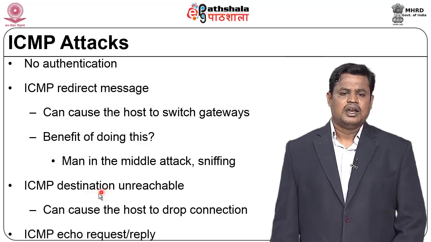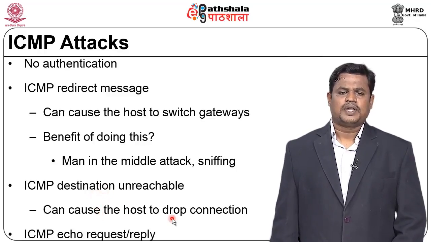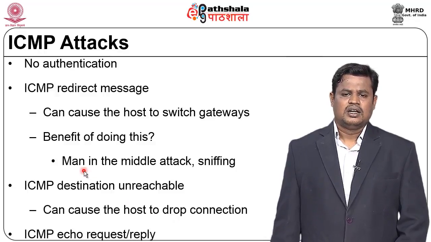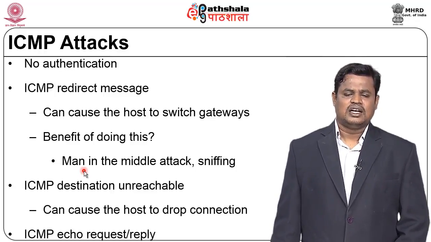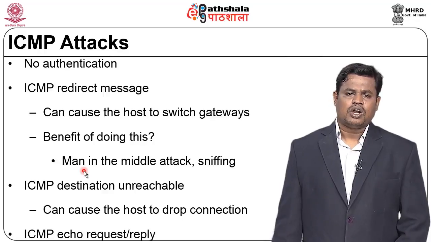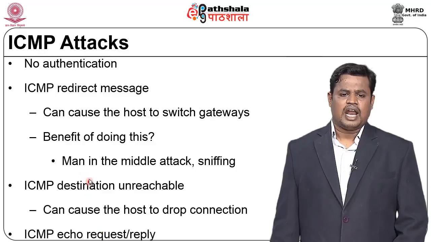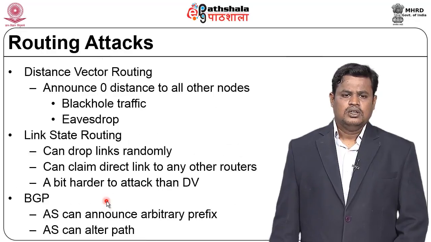Also, an ICMP destination unreachable message causes the host to drop the connection. Even though the destination is present in my network, I simply reply that the destination is unreachable, and automatically every machine will start to drop the packets. So these are the things; even ICMP echo and reply can be modified. That is why it happens in an ICMP attack. So what is routing?